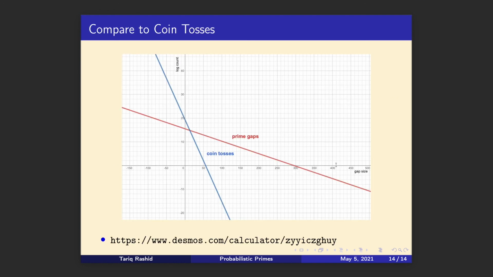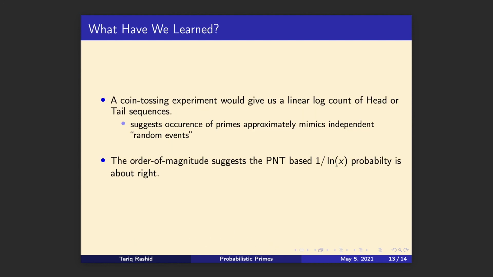Ooh, before we go, this is just a chart to compare what would happen if we were doing coin tosses with probability half head, half tail. So you can see it's a straight line there, just for completeness, and you can go and play with that yourselves. Hope you enjoy that.